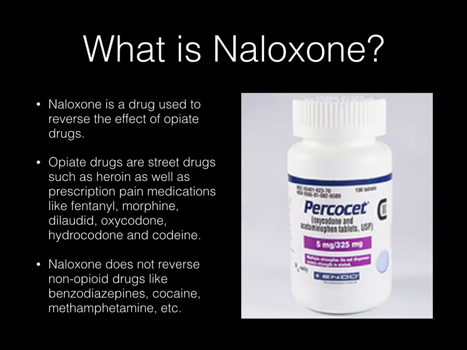All right, what is naloxone? Naloxone is a drug used to reverse the effects of opioid medications and drugs. Opiate drugs are street drugs such as heroin, as well as prescription pain medications like fentanyl, morphine, Dilaudid, oxycodone, hydrocodone, and codeine. You'll find drugs like hydrocodone and oxycodone in a lot of the prescribed pain medication that we use, like Percocet, Vicodin, or Lortab.